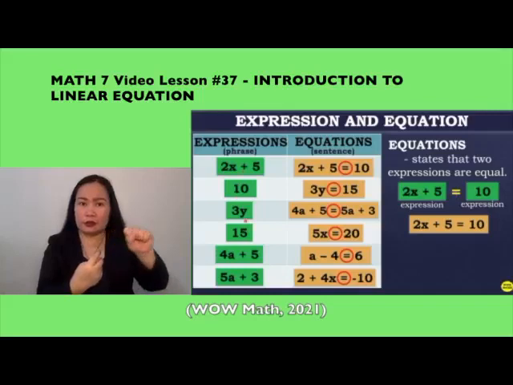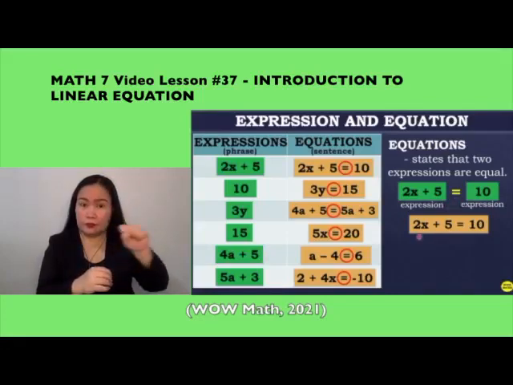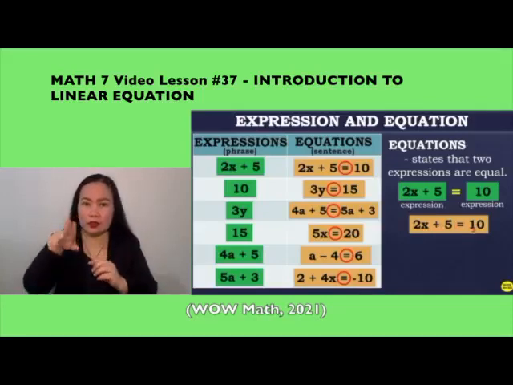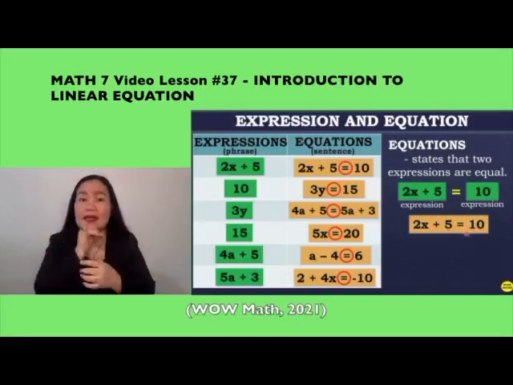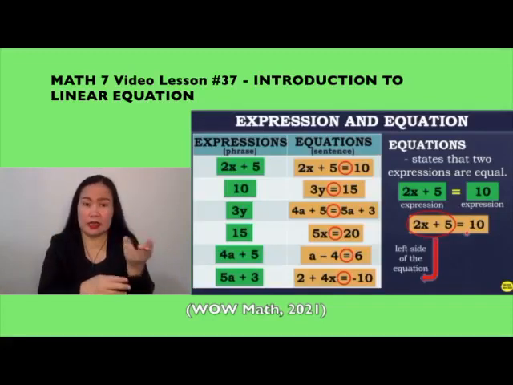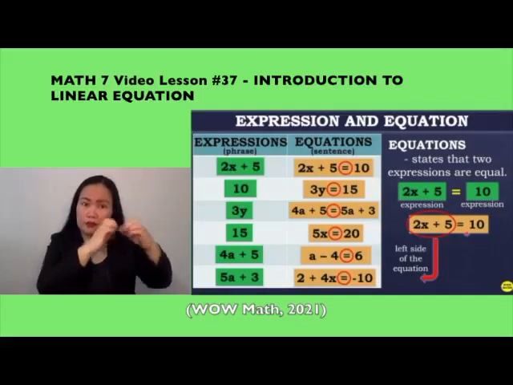Kaya ito, these are all expressions. Pag meron tayong dalawang expressions at pinakita mong equal sila, that will become an equation. So, magiging 2x plus 5 is equal to 10 na siya, right? So, this is already an equation. Again, an equation states that two expressions are equal. So, what are the parts of an equation? Syempre, meron tayong mga parts dyan. Ito po, yung 2x plus 5, this is the left side of the equation. So ito yung first expression mo kanina.